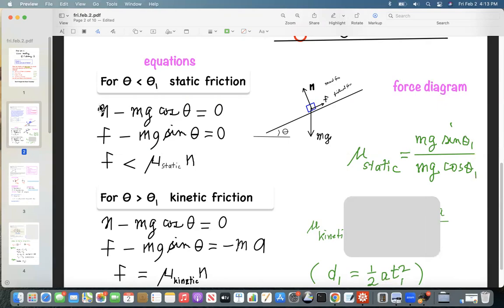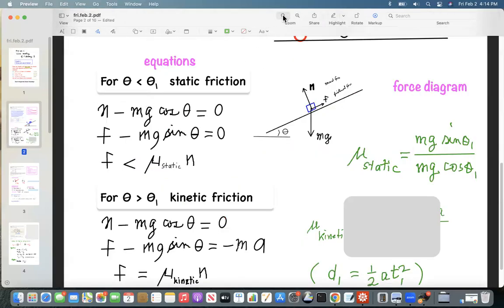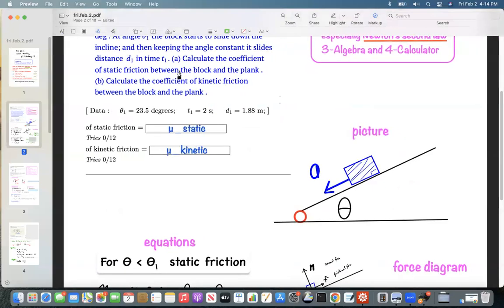So, this always holds with this inequality. But if it's just on the verge of sliding down, then this will be an equality. So mu static will be F divided by N. And this is F by the second equation, and this is N by the first equation. So the answer is the coefficient of static friction is the tangent of theta 1, the angle where it just starts sliding down. So that finishes the first question, part A.